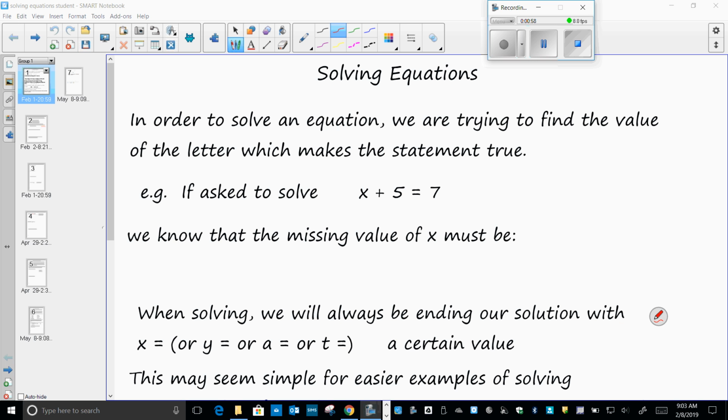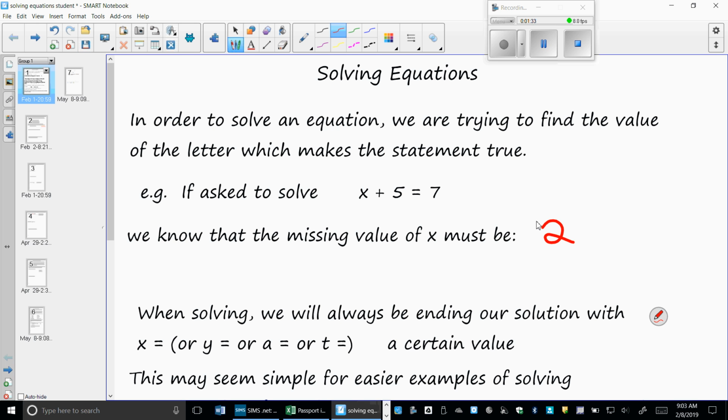Okay? So it says, in order to solve an equation, we're trying to find the value for the letter which makes the statement true. If asked to solve x plus 5 equals 7, we know that this missing value of x must be something plus 5 equals 7. So what plus 5 equals 7? 2, yes? So we know the missing value of x must be 2.